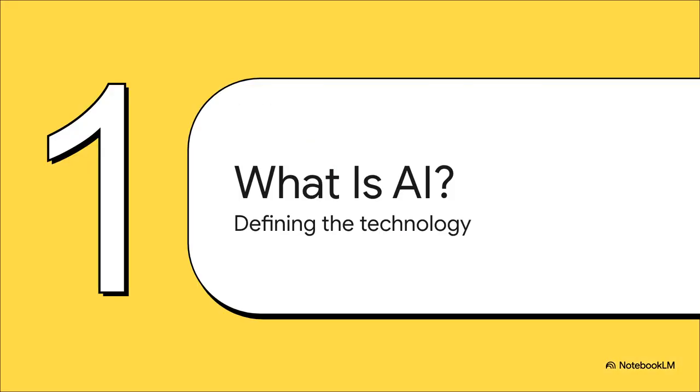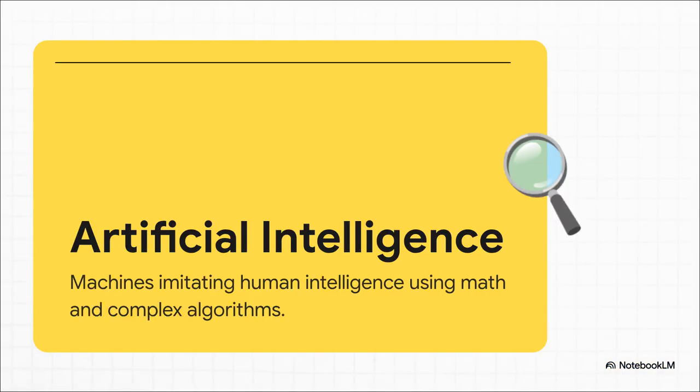All right, Chapter 1. What is artificial intelligence? Let's define the actual technology behind all the buzzwords. When you strip away the sci-fi magic, artificial intelligence ultimately boils down to this: machines performing tasks to imitate human intelligence through sheer mathematical calculation and really complex algorithms. It is fundamentally just a mathematical system designed to replicate how we think.